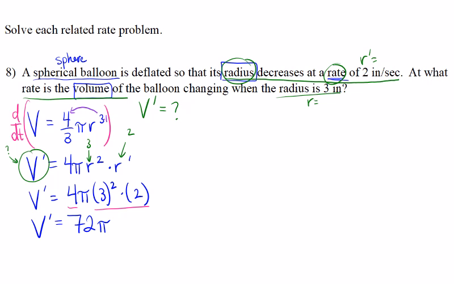Now we just have to assign units. In this problem, we're talking about inches and seconds. And so if we're talking about the rate of change of volume, it's going to be some volume measurement over seconds, because seconds are a time unit. And in terms of volume, remember, it's always cubed. So it's going to be inches cubed per second. So that's our answer to the rate of change of volume for this particular question.